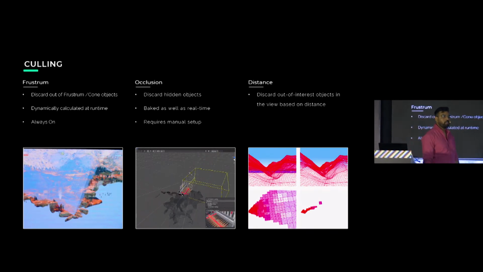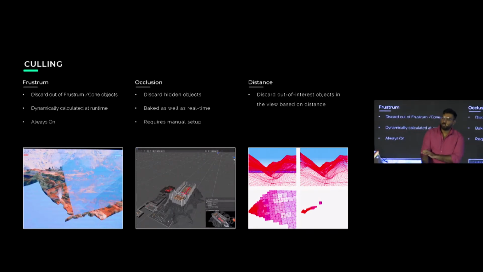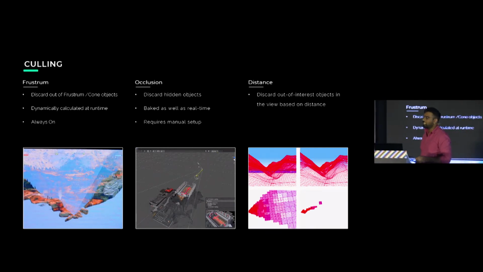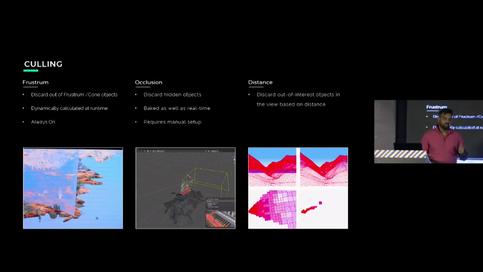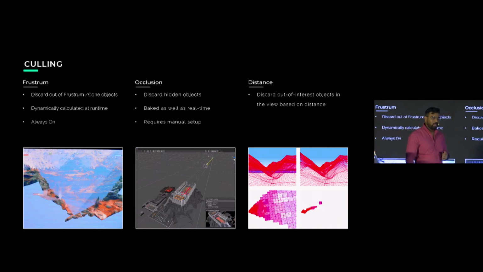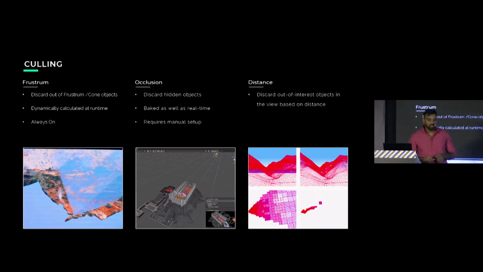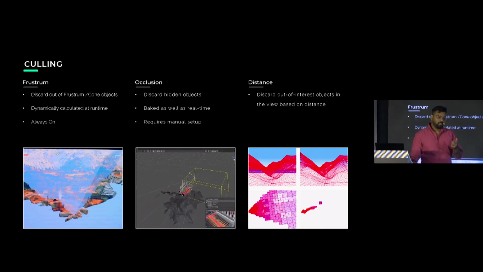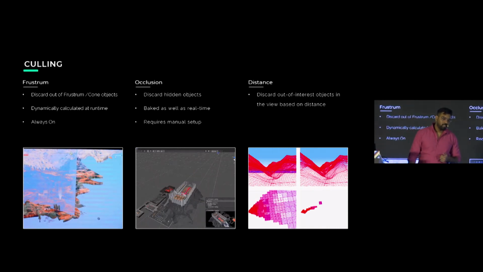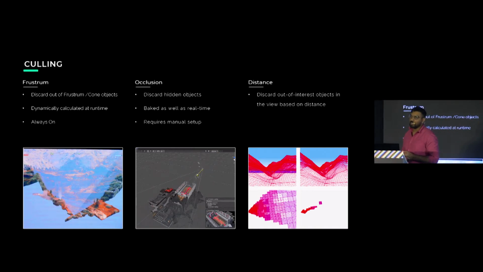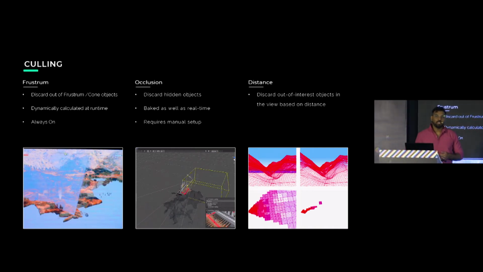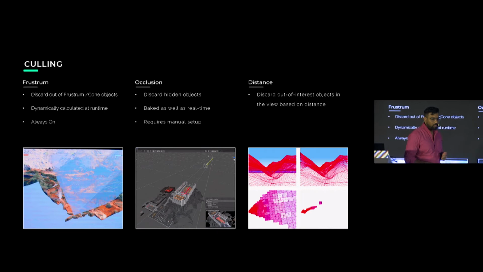So now we have it. Let's look at some of the tools that can help us reduce poly count and increase performance. First is frustum culling. As most of you would have noticed, this is a very famous screenshot, GIF from Horizon. Frustum culling is there in every engine by default. It is already on. You just don't know it.